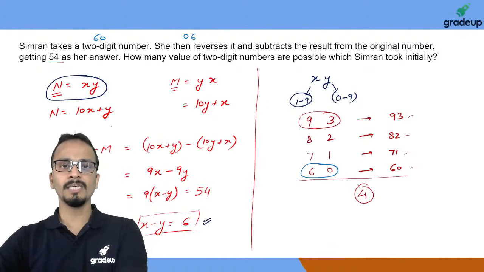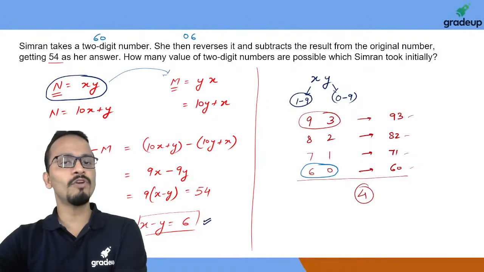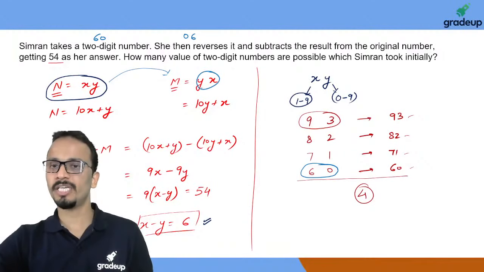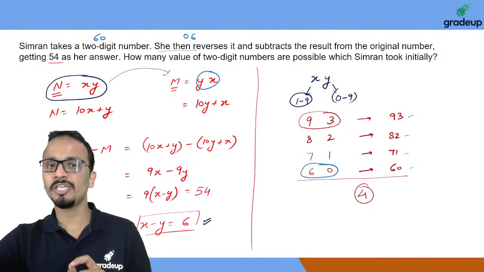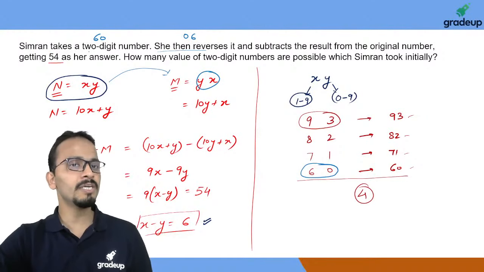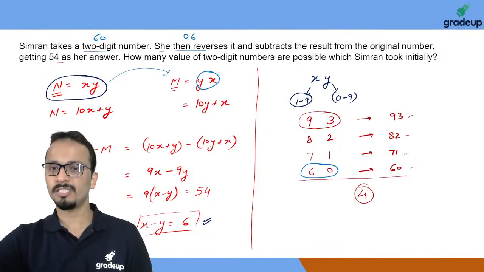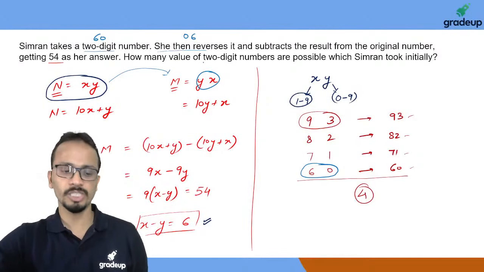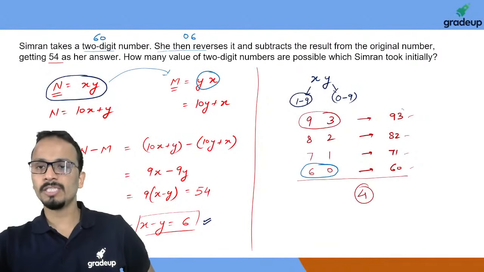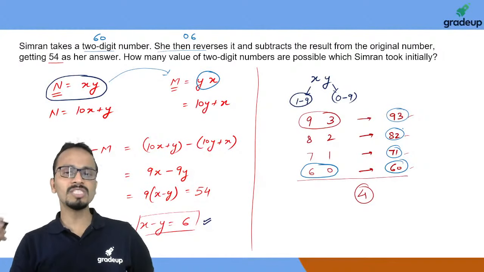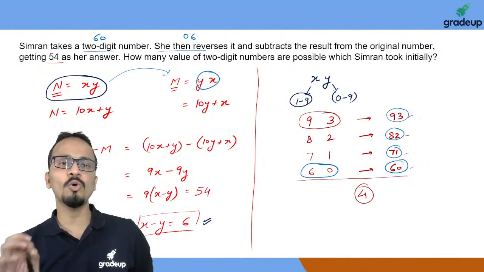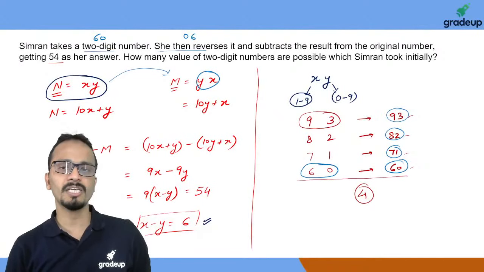The only thing is, the number formed by reversing the original number need not be a two-digit number. They have never mentioned it. They started by saying that Simran takes a two-digit number, she then reverses it. So the number formed by reversing the original number may or may not be a two-digit number. All right, so this is one of the answers, the second, the third, and the fourth. So 93, 82, 71, and 60. These are the four possible values of the original number that Simran has taken initially.